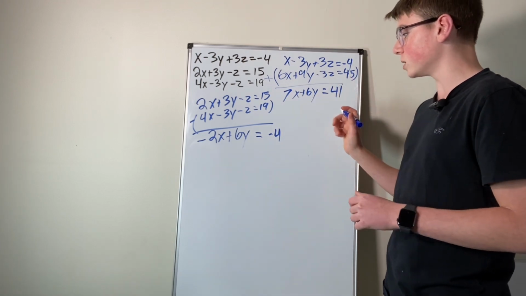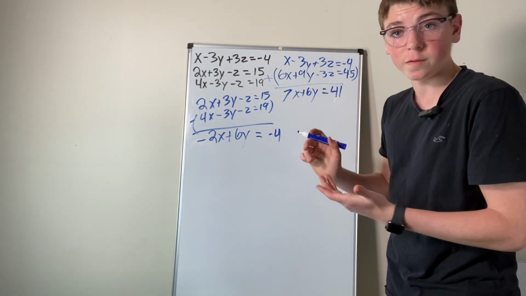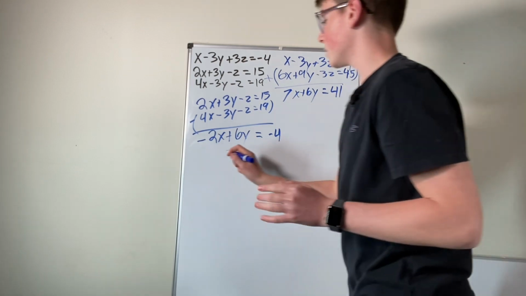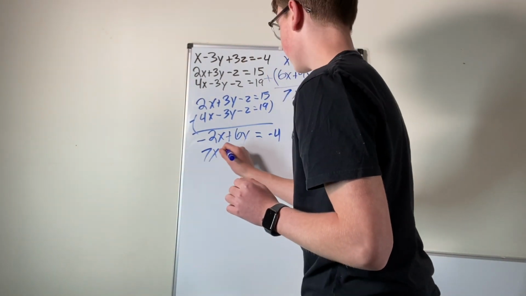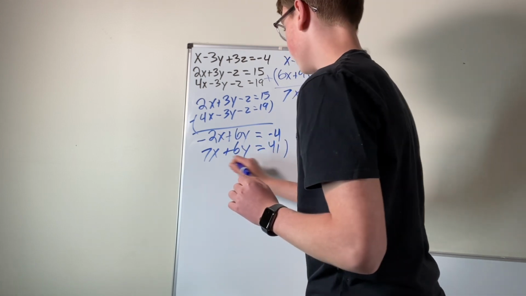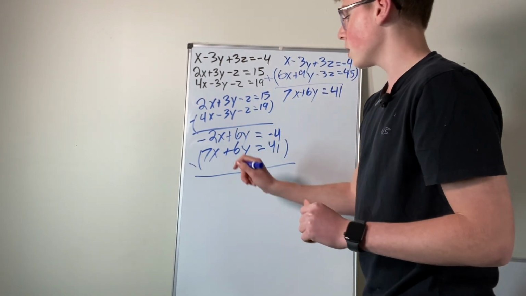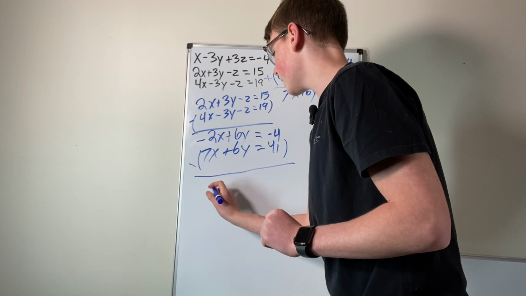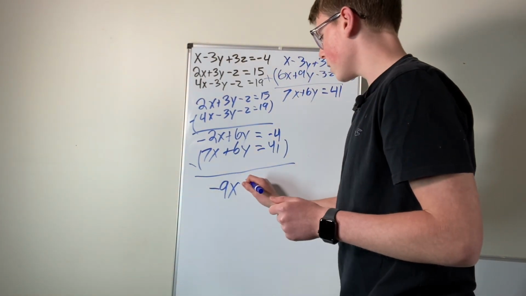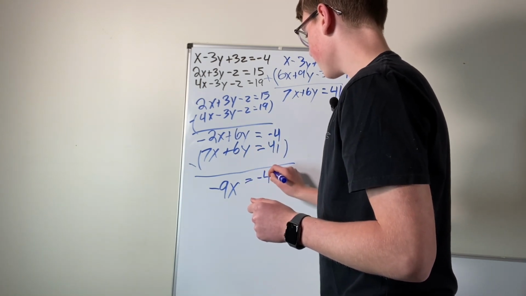Now, I have two equations that both don't have a z in them. Now I just solve for one of these other variables. I see I have a 6y in both of them, so I can quickly cancel. I'll move this 7x down here, plus 6y equals 41. And I'm going to subtract these equations, so 6y minus 6y would be 0. So negative 2x minus 7x would be negative 9x. 6y minus 6y is 0. Negative 4 minus 41 is negative 45.